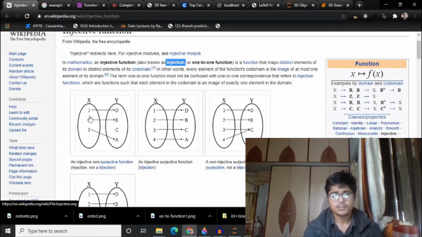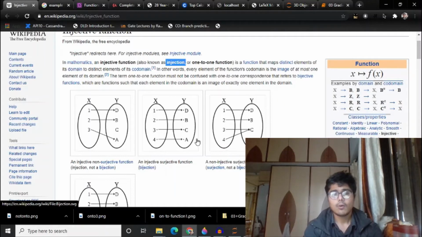So let's come to the surjective function, guys. So what surjective function means, you can see here. Okay, so now you can see that this diagram is not injective, guys, because 3 and 4 are mapping to the same element c, but this function is a surjective function. And what is the definition of surjective function? That each element of codomain must be the image of some element in this domain.